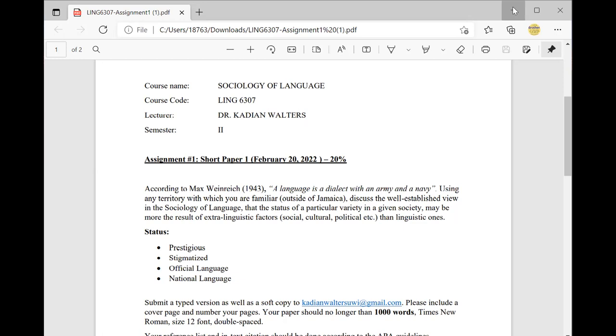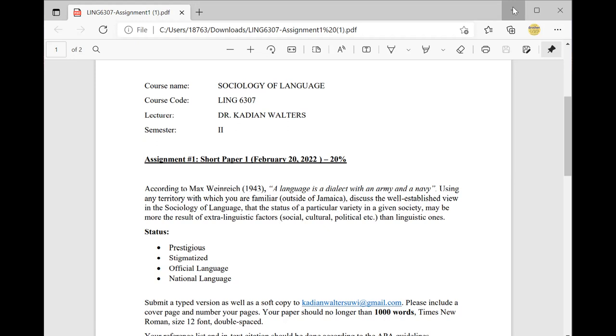Could you explain the bulleted points again? Status, prestigious, stigmatized, official language, national language. Right, but it wasn't in the original question. I just put it in there to assist you. So let's say if you talk about the status of being an official language, naturally, there is some prestige that would be attached. So they are linked, and you have to make the link there.